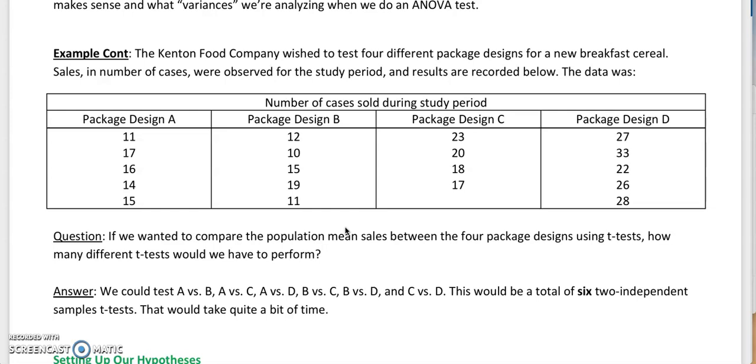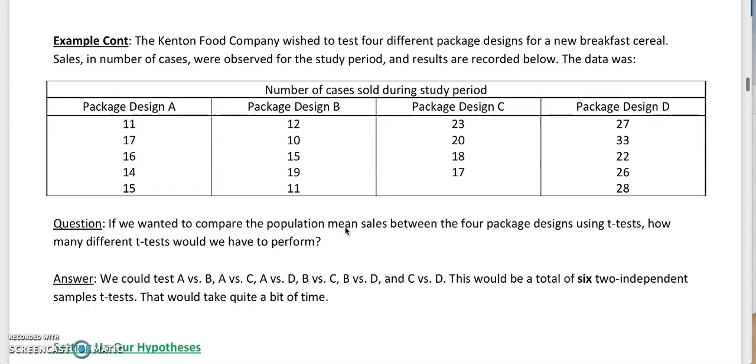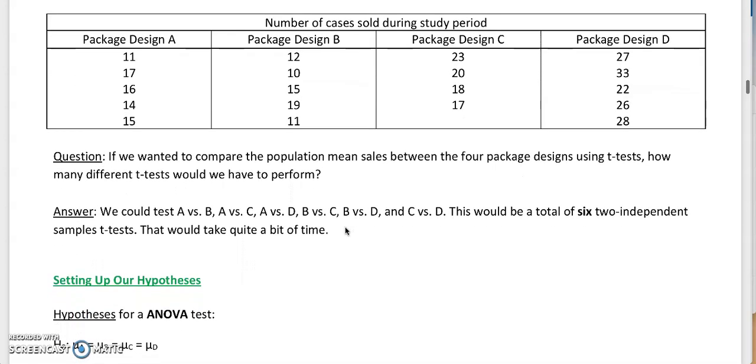We said that we're comparing population means, and our null model always says that there's nothing going on. So for the case of an ANOVA test, our null model is going to say population mean A equals population mean B equals population mean C equals population mean D. And I'm writing A, B, C, and D here to correspond with package designs A, B, C, and D. But if you had, say, 6 groups for your test, you would have 6 population means that were all equal to each other. If you had 3 groups, you'd only have 3 population means that were equal to each other. So that's the null hypothesis, nothing going on.